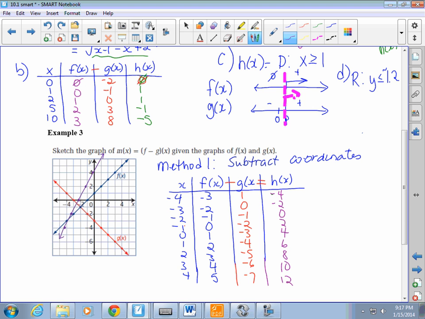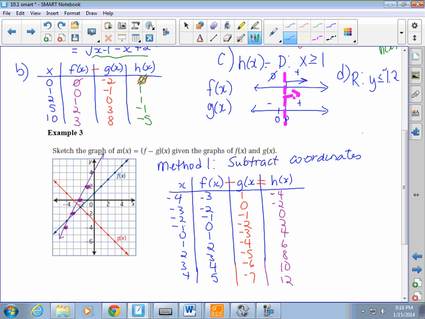So if I check my coordinates on here, these should match up on my purples. So -4 and -4. -4 here, -4. So that one worked. -3 and -2. That one worked. -2 and 0. Where am I? -1 and 2.